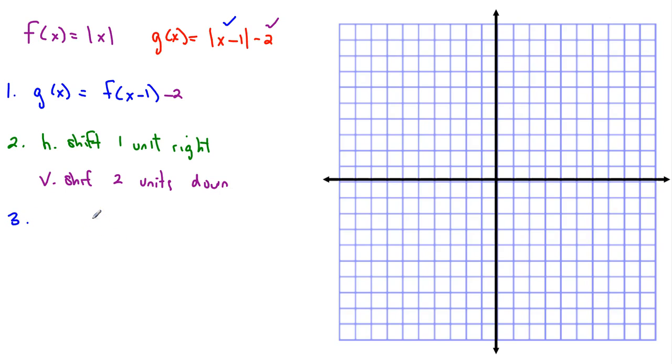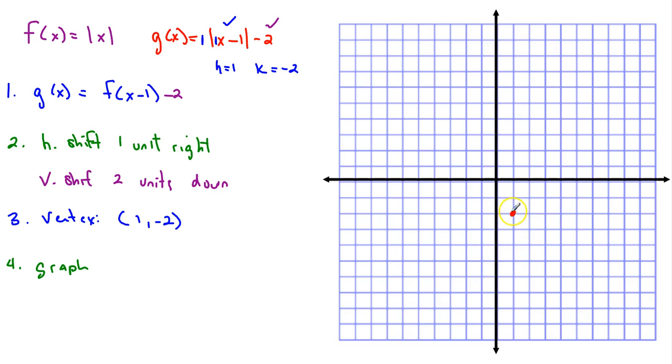What is my vertex here? Yep, so there's an h value here of 1, there's a k value here of -2, so my vertex is (1, -2), and then I go after my graph. I'm going to start at my vertex of (1, -2), and again, because the leading coefficient in front of the x is 1, this is simply just going to have a slope of 1.